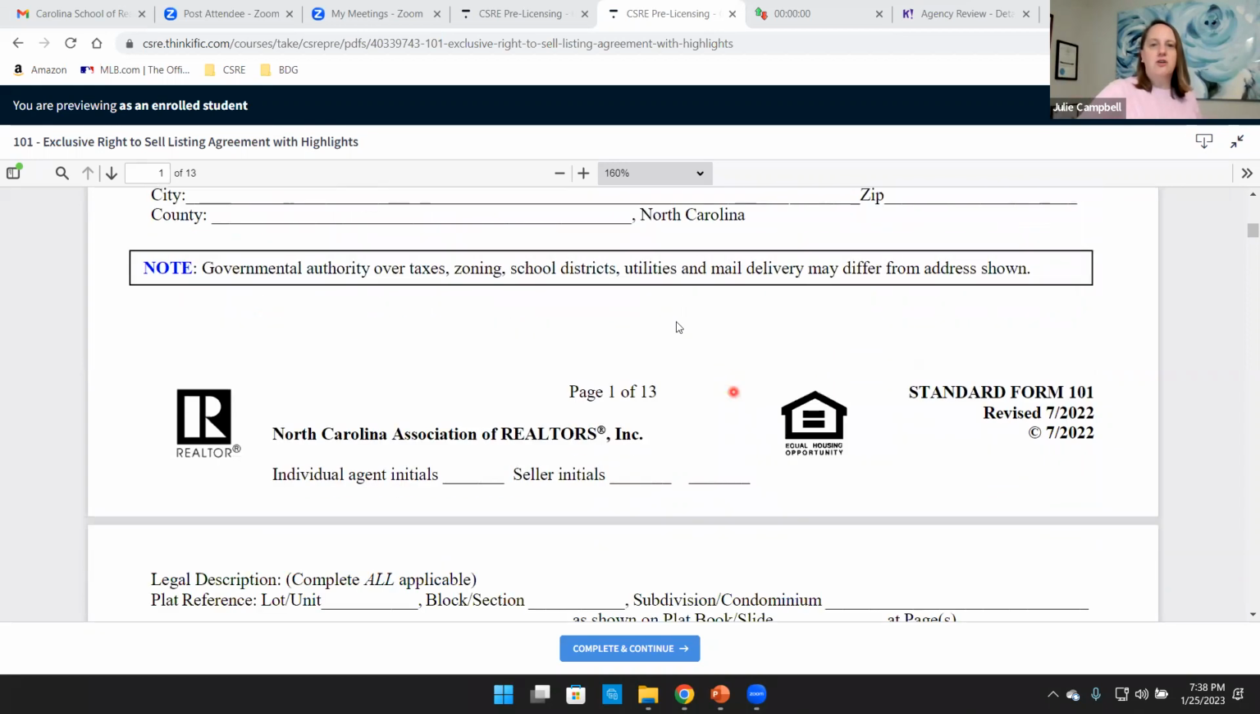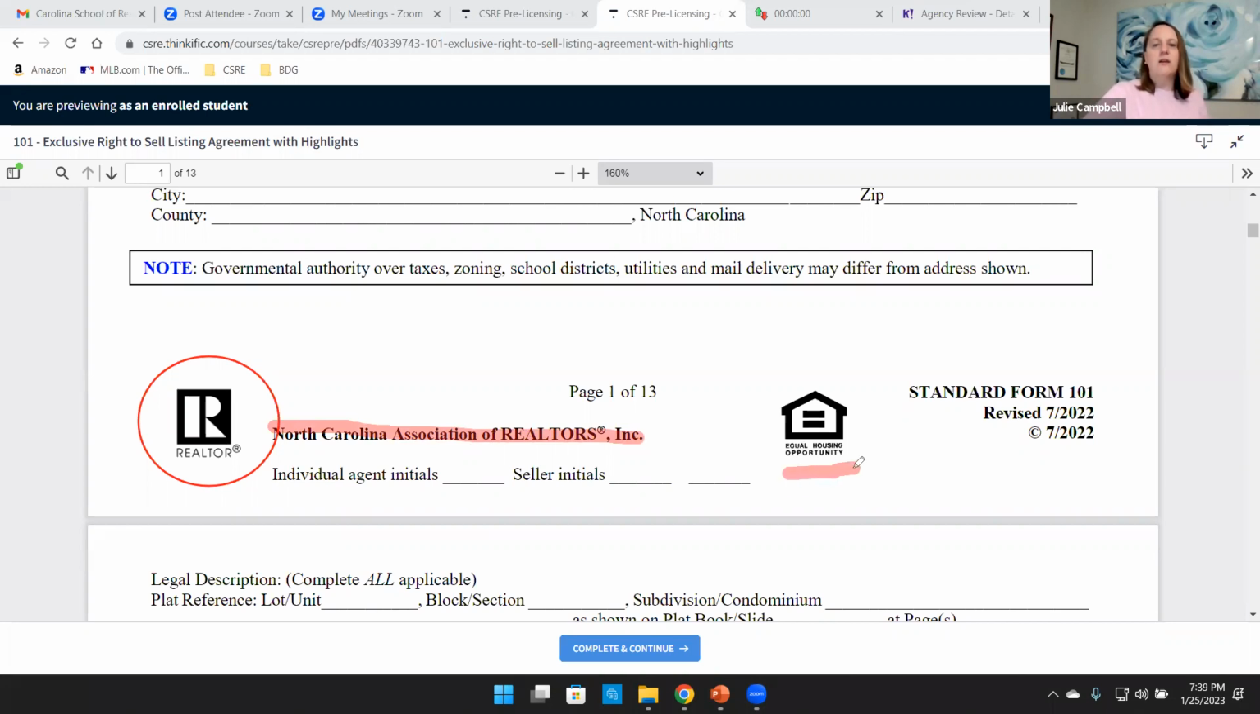Before we go on to page two, I just want to point out a couple of things here. I am a member of the National Association of Realtors, so I'm allowed to rock the capital R. Only realtors can rock that capital R. If you're not a member, you need to get your form somewhere else, because actually who provide your forms is the state level, which is the North Carolina Association of Realtors. So that's one huge member benefit. Again, your firm will tell you if they do or do not want you.